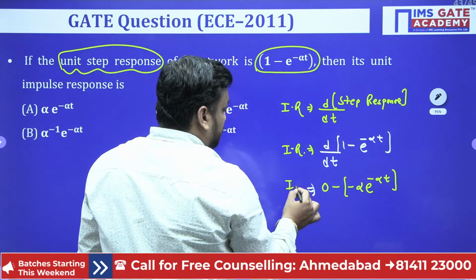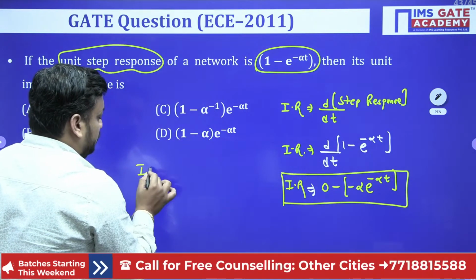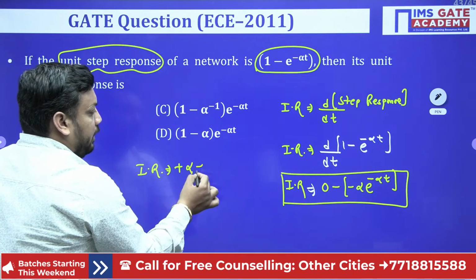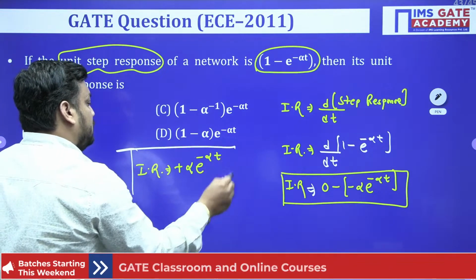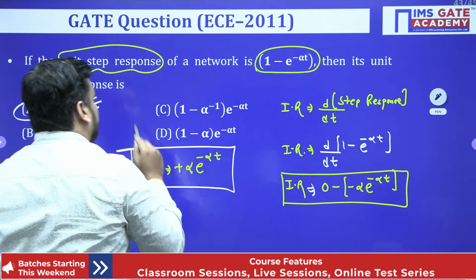So what will the impulse response look like, guys? This is your impulse response. Minus minus becomes plus, so alpha e to the power minus alpha t u(t). This is nothing but your impulse response. So alpha e to the power minus alpha t, option number A.